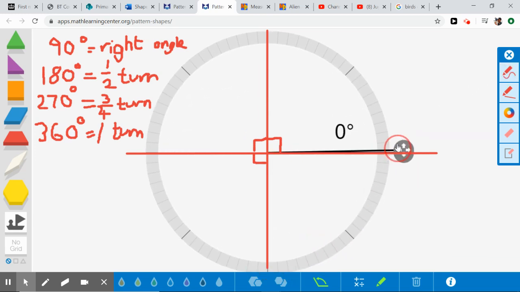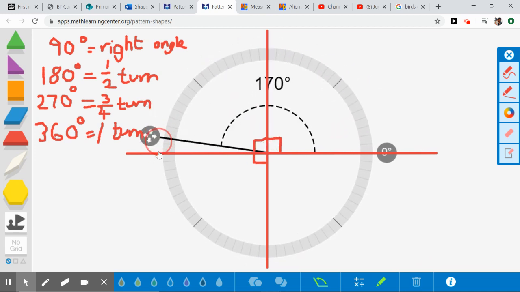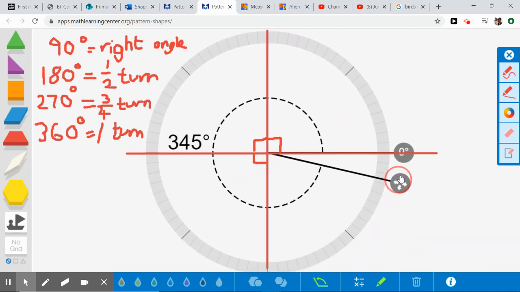So you can see from here all the way around, you get to 360 degrees. Now you may notice a pattern. 9, 18, 27, 36. So you can use your knowledge of your 9 times tables to work out some angles. So let's just pause it there. Now I'm going to look at what happens in between 90, 180, 270, and 360.